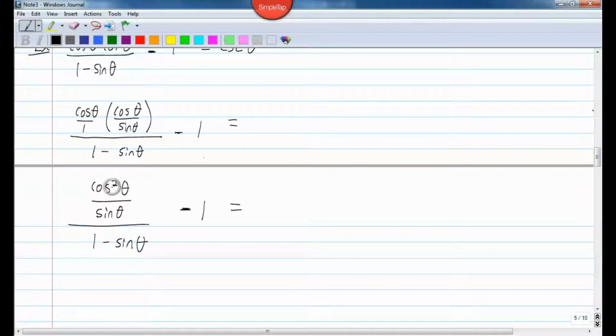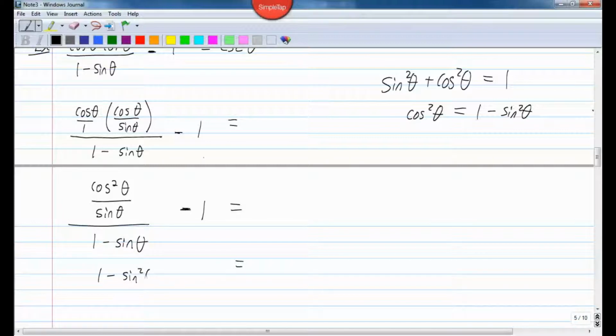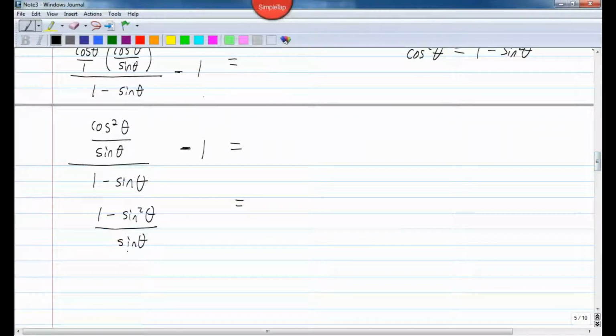So is there any way to change cosine squared into sine or sine squared? Yes. We all remember that Pythagorean identity, sine squared theta plus cosine squared theta equals 1. So if I get the cosine squared by itself, I have cosine squared theta equals 1 minus sine squared theta. So I could put that up here. Let's see. So 1 minus sine squared theta over sine theta over 1 minus sine theta minus 1.